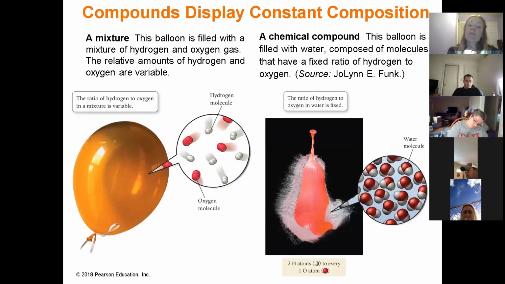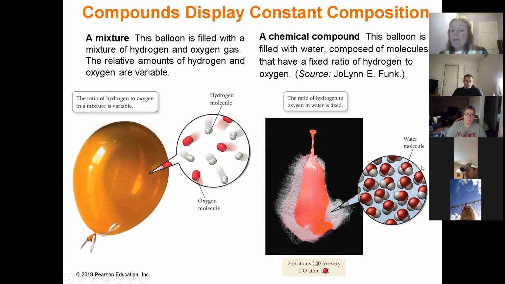Here's another example. We've got two balloons here. They both contain hydrogen and oxygen, but on the left, the hydrogen and the oxygen are a mixture, so they're not fused together. So I have some hydrogen molecules, and we'll talk about why there's two of them in a little bit. And we have these oxygen molecules. Could I pump in just solely more hydrogen? Yeah, definitely, and change the ratio of these two.